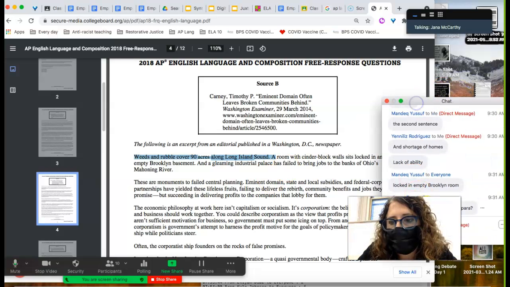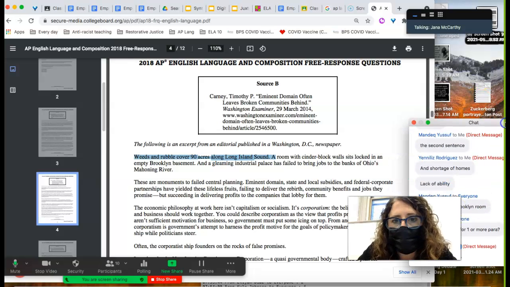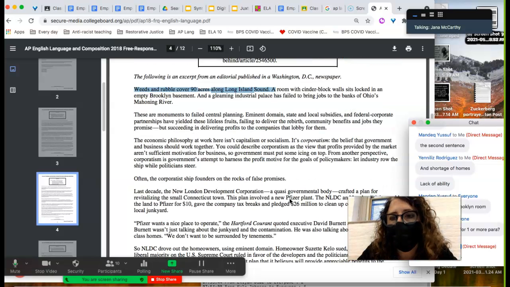Can one source be used for more than one paragraph? Absolutely. That's what I'm saying. You have the option of your first paragraph. If you want to go with steal it from this title, it breaks communities, I can take 2 quotes from source B in 1 paragraph. That is one way to set it up.